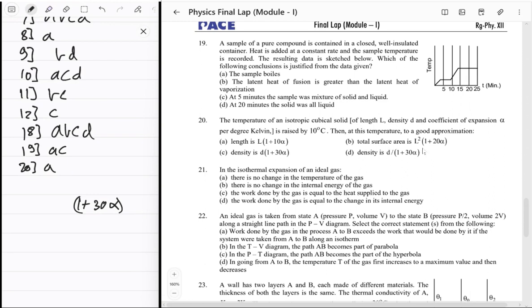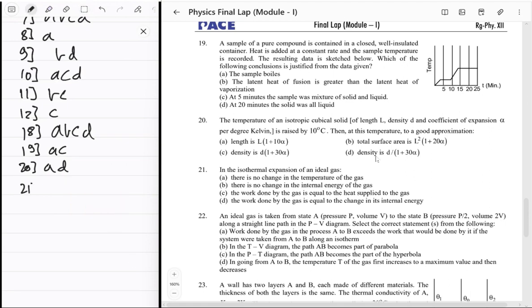Total surface area is L square times, no. How can that be? You already have 6L square, right? It was 6L square, now you take L square? No, that's just wrong. D should be the thing, right? Isotropic cubical solid. Sure, so D is the thing. And B is not correct. Density is no. C is entirely correct.